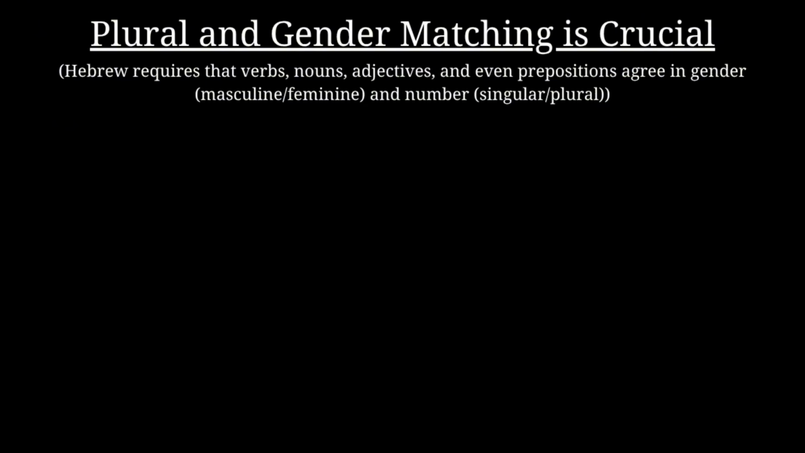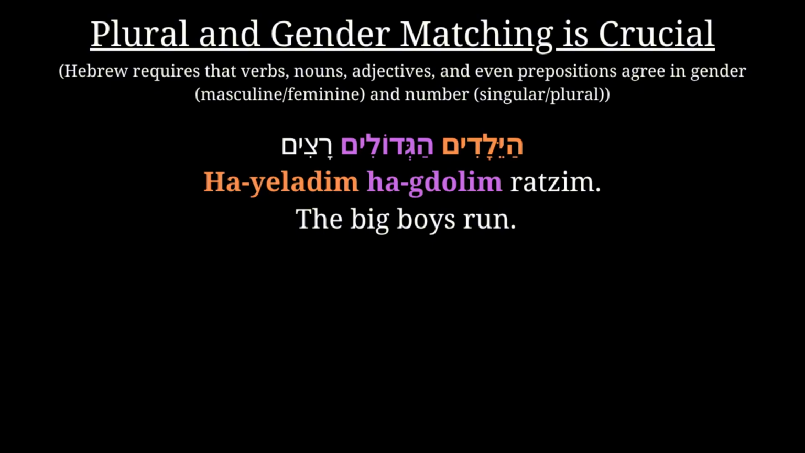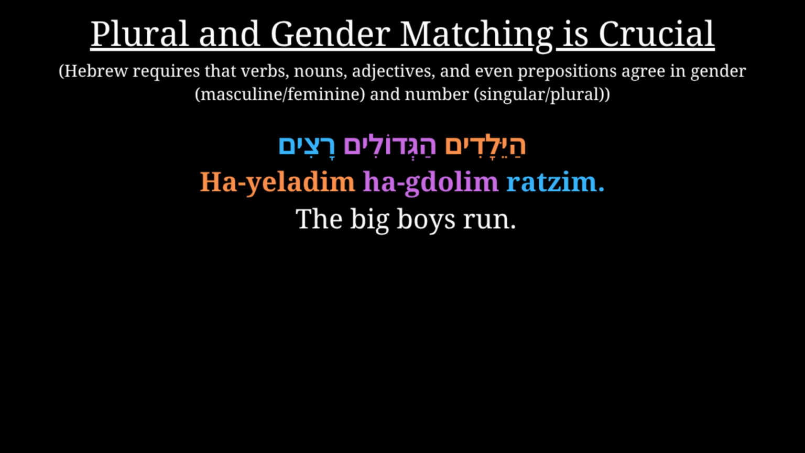Furthermore, Hebrew requires that verbs, nouns, adjectives, and even prepositions agree in gender, masculine or feminine, and number, singular or plural. In this case, a sentence like Hayeladim, Hagdolim, Ratzim has a noun, an adjective, and a verb that agree in gender and number. Yeladim refers to masculine plural subjects, and even the adjective and verb conjugation also refer to it.